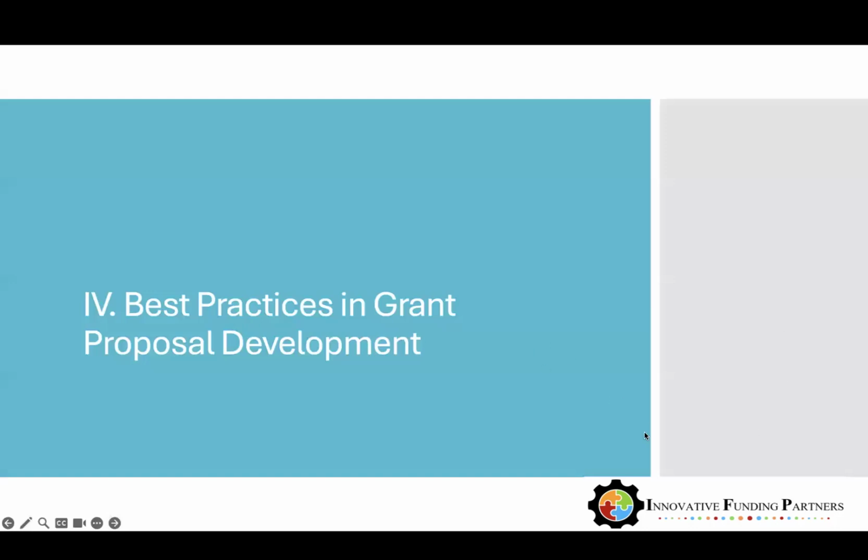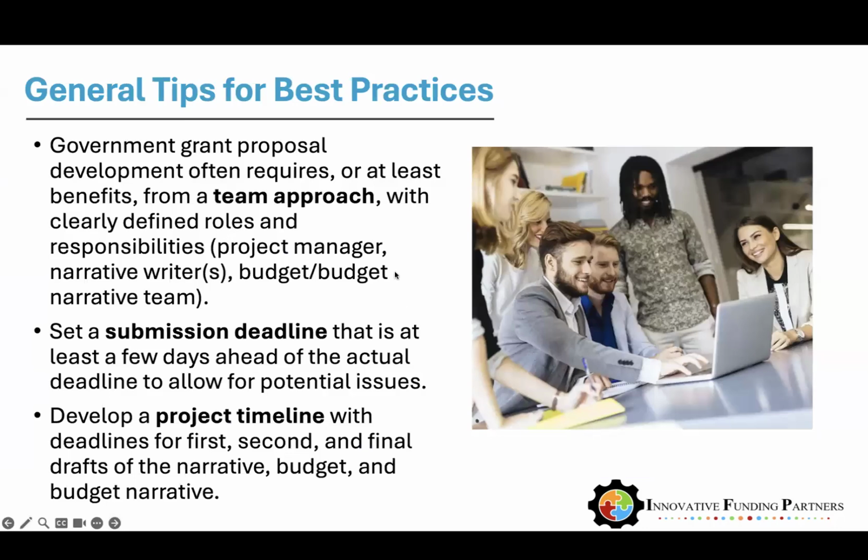All right, best practices in grant proposal development. I'm just going to go through these very quickly and try to leave a little time for questions. We always recommend taking a team approach to a foundation or government proposal, but certainly with a government proposal, because they tend to be very complex and can sometimes require 100 hours or more of work. So we try to always have a program manager or project manager, a narrative writer. That would be the person who's actually writing the narrative content, like the program description, the methodology, etc. And then we also try to assign a separate budget person or non-narrative person.